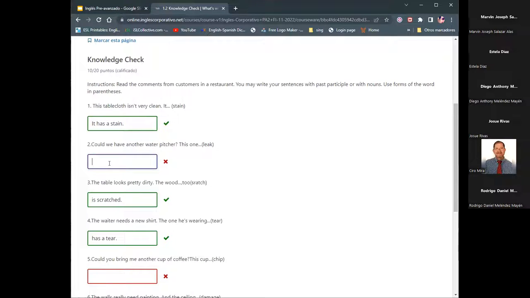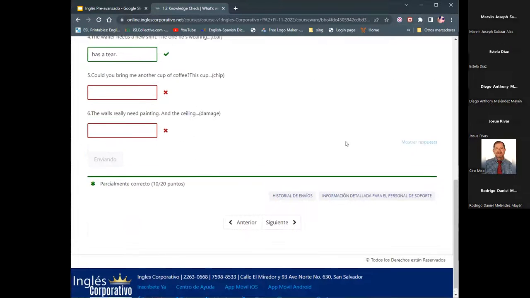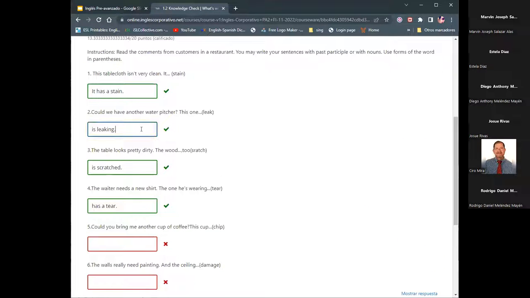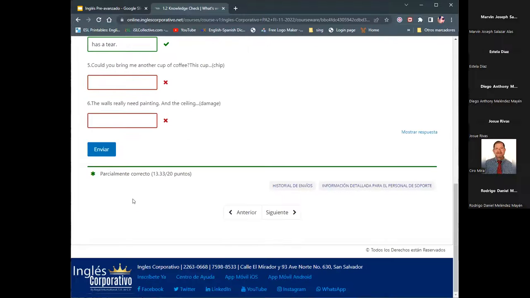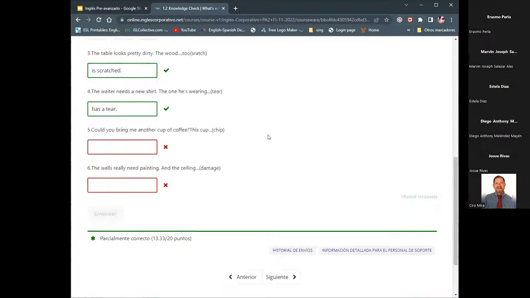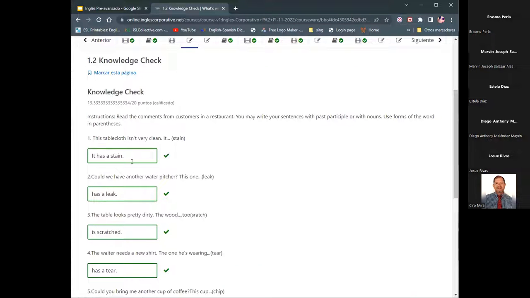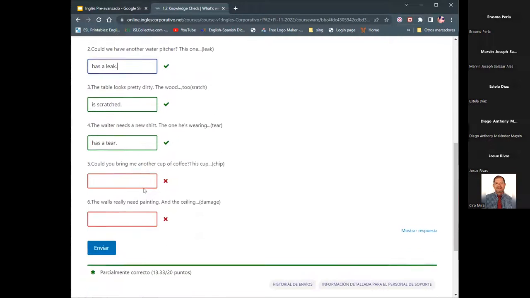Number two: could we have another water pitcher? This one is leaking, right? Is leaking. Oh, yes, because that is the exception. This one is leaking or this one has a leak. Has a leak, period. So we have to be careful with nouns and also with past participles. In this one, it was kind of complicated because you need to write the subject, but in this one, it's just the verb.